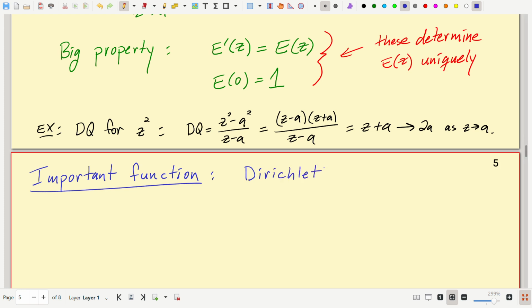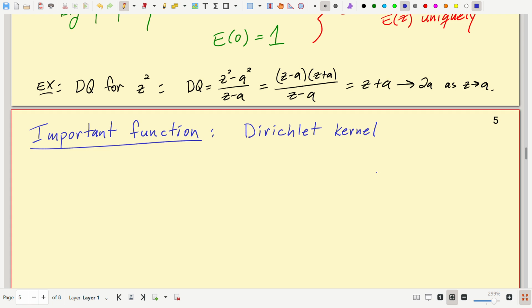Dirichlet is in my family tree. If you go back and look at my advisor, back about 14 generations, you come to Dirichlet. He's a couple generations down from Bernoulli. So this is called the Dirichlet kernel.